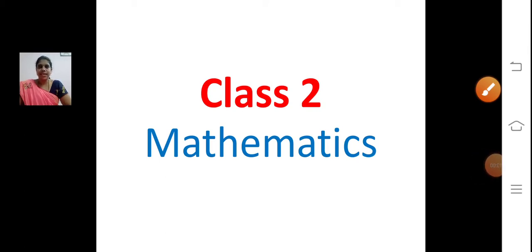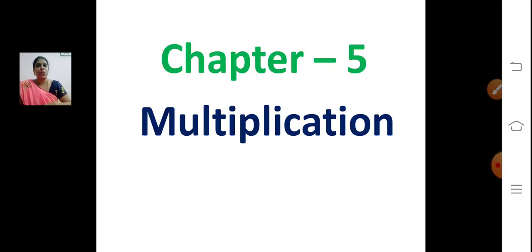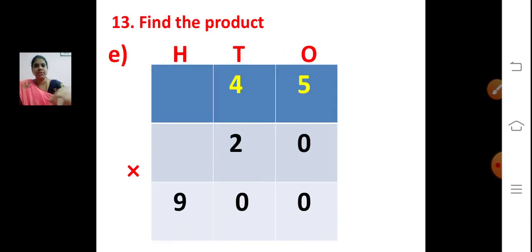In today's maths class, we are going to continue with the sums of multiplying by 20s, 30s. Last class we saw, right? We are going to continue with those sums. Now this is the vertical method of multiplication. So the first sum is: find the product of 45 into 20.